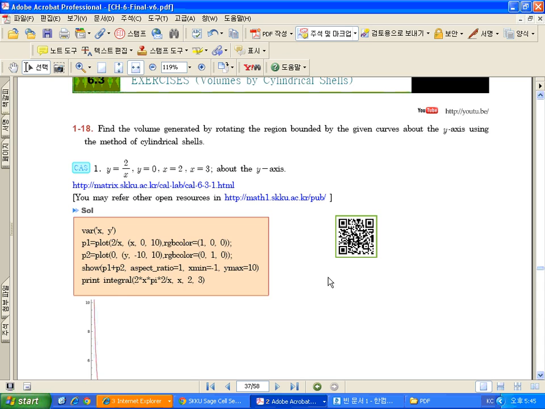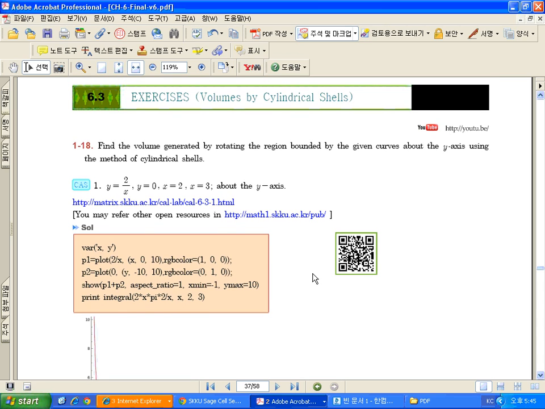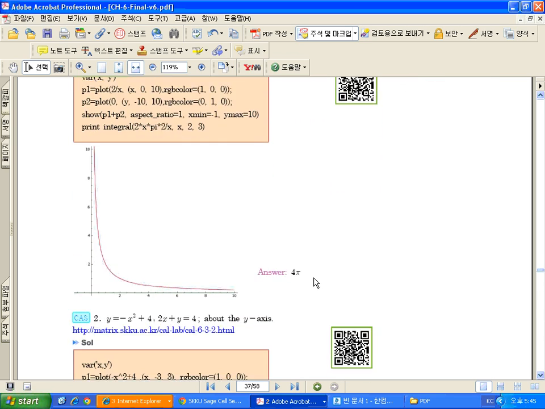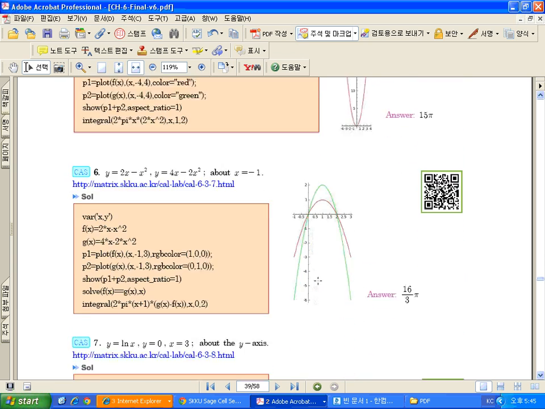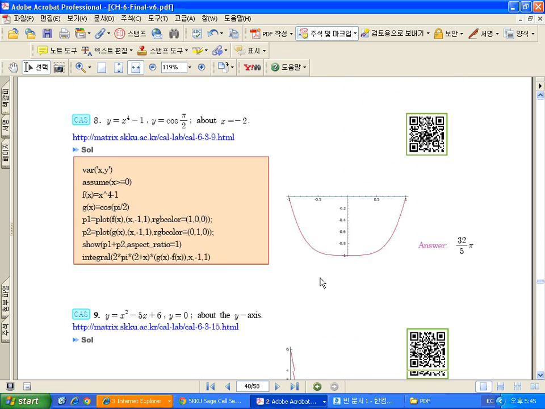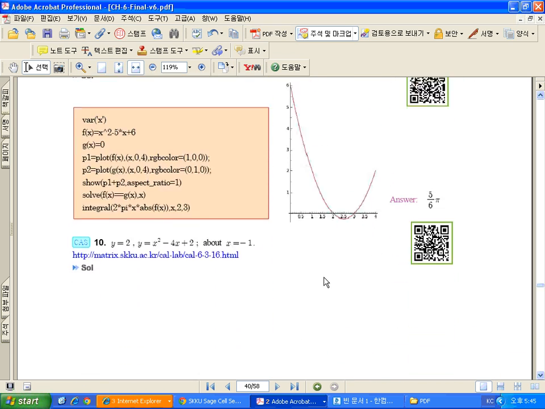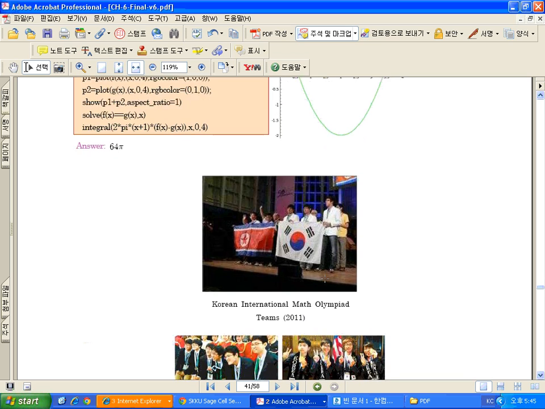There are exercise problems on section 6.3 from here, so you may go through them to check whether your answers are right or not with your own problems.